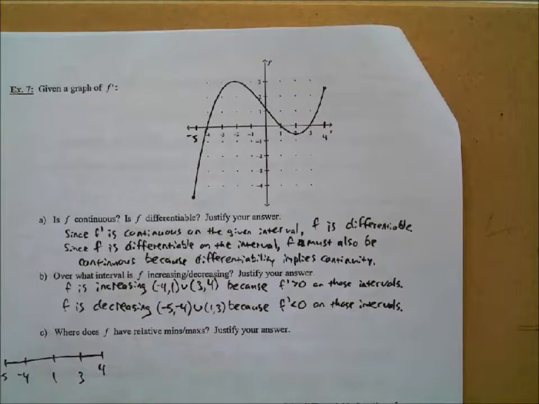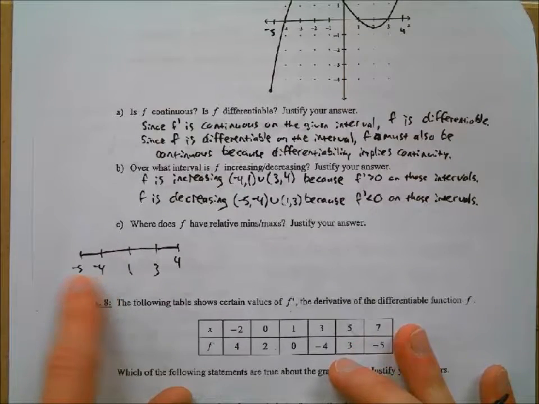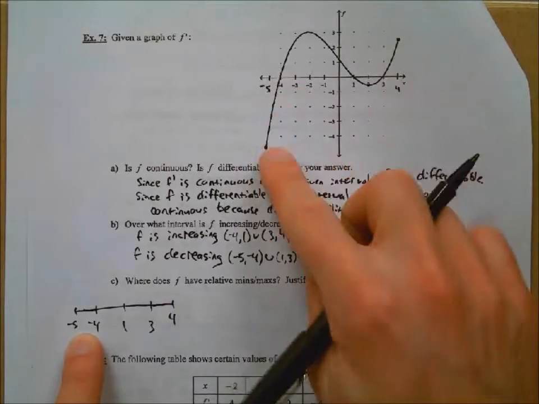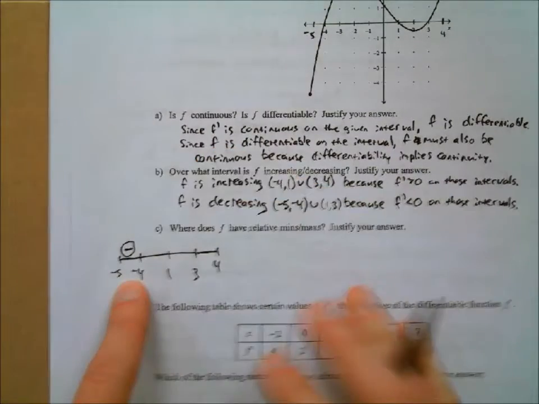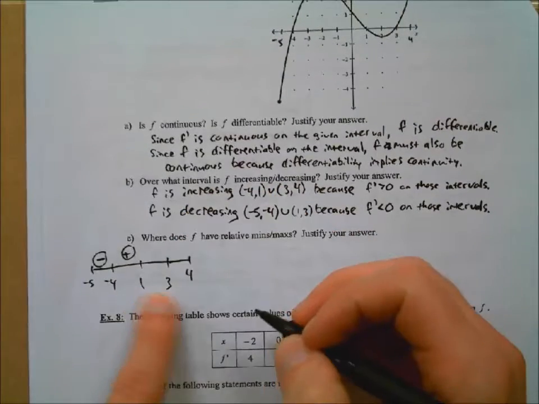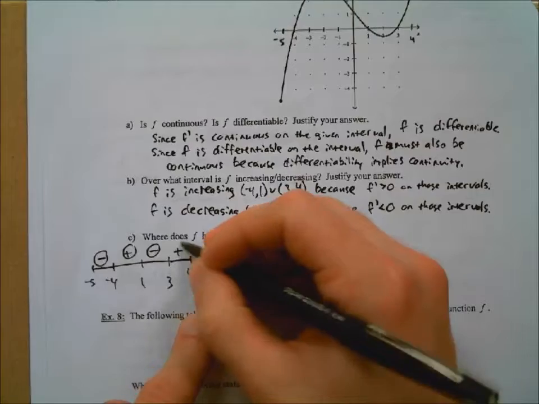Okay? What is the sign of f prime between negative 5 and negative 4? It's negative, right? Because we're below the x-axis there, so it's negative. Between negative 4 and 1, positive. Between 1 and 3, negative. Between 3 and 4, positive.